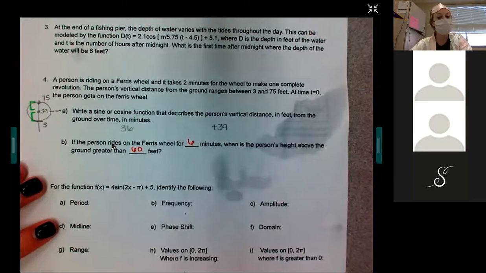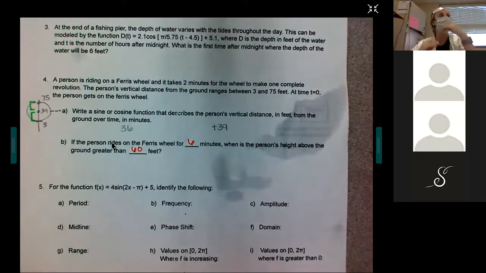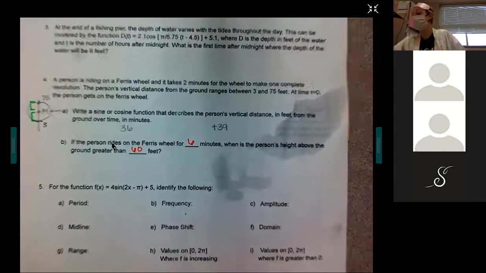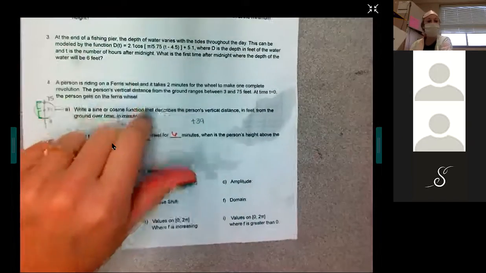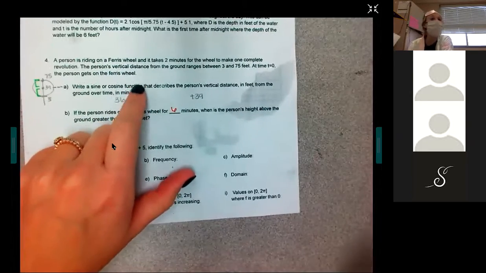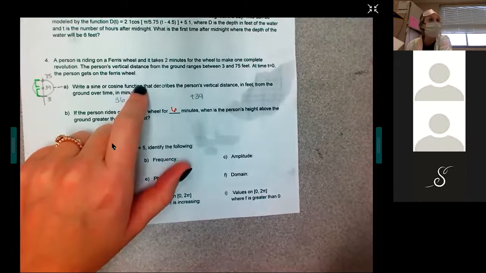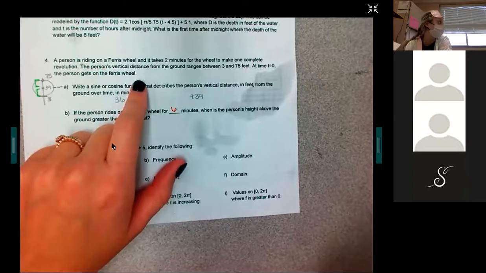So we need to talk about, for the rest of it, what the distance from the ground of a Ferris wheel would look like if we graph it. Okay, so I am going to get my graph really quick just so we can discuss this, because we need to figure out if it's a sine or cosine function. Okay, so when she gets on the Ferris wheel, it said nothing about the person getting on at a certain foot or a certain time, right? So there's no phase shift. We're just starting at 0.